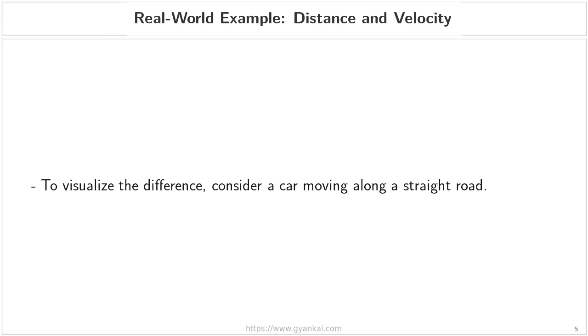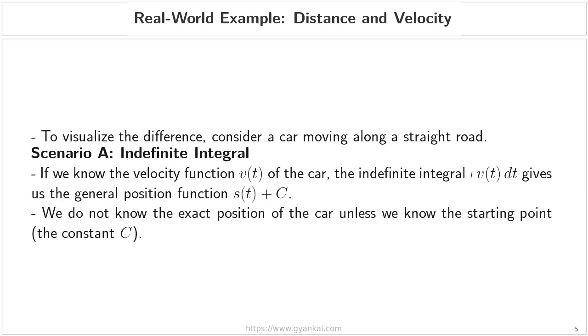This slide uses a scenario many of us can relate to: a car moving along a straight road. Let's consider scenario A, indefinite integral. Imagine we know the velocity function of the car, which we'll call v of t. If we take the indefinite integral of this velocity function, that's the integral symbol followed by v of t and then dt, we get the general position function of the car, which we'll denote as s of t plus a constant c. Think about what that constant c represents.